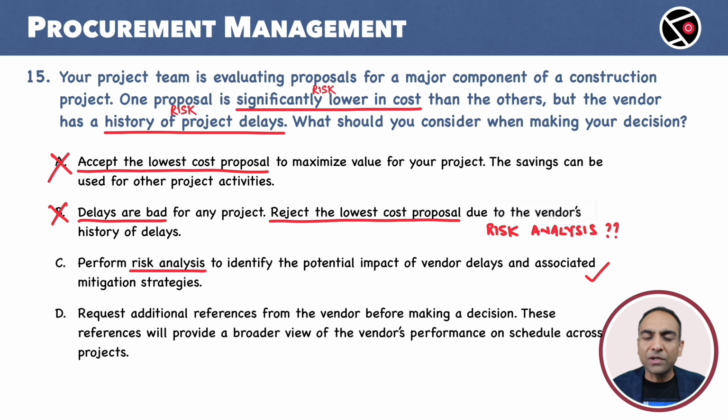D. Request additional references from the vendor before making a decision. These references will provide a broader view of the vendor's performance on schedule across projects. This looks reasonable too. Additional references can definitely help. But I think D should be done as a part of risk analysis mentioned in C. We shall drop D. C is our choice.